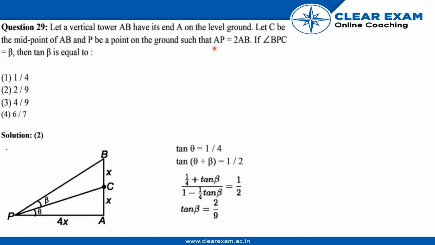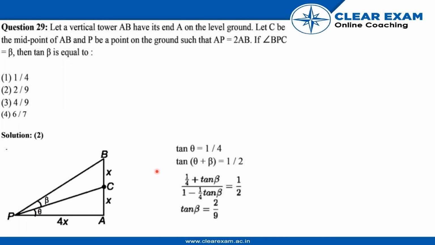As per the given in the question, AP is equal to 2AB, right? So AP would be equal to 2 times 2x, that is 4x. So now if we find the value of tan theta, that is equal to x upon 4x, perpendicular upon base, it is equal to 1 by 4, right? And the value of tan theta plus beta is equal to 2x upon 4x, that is 1 by 2, right?